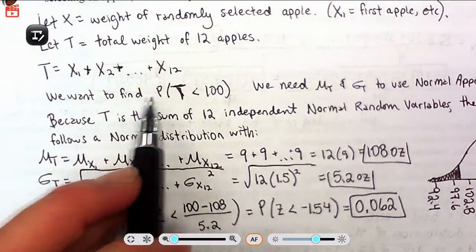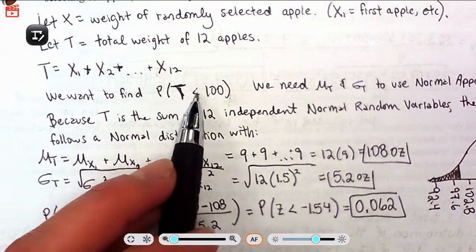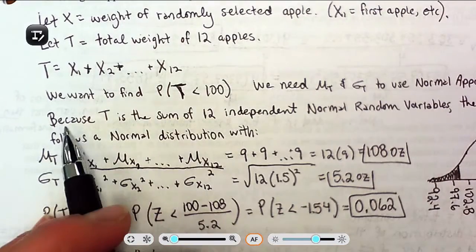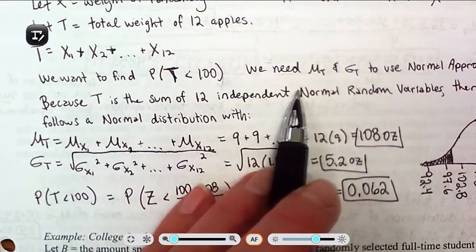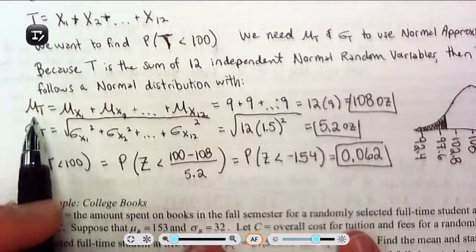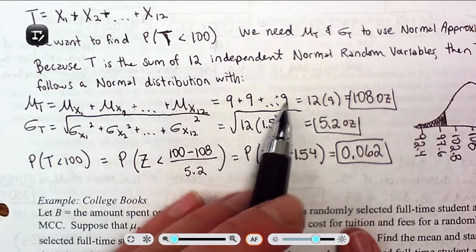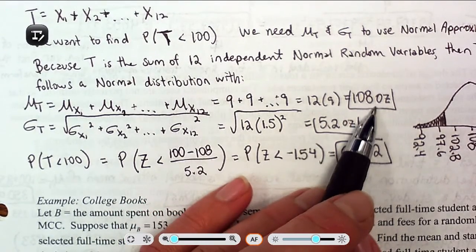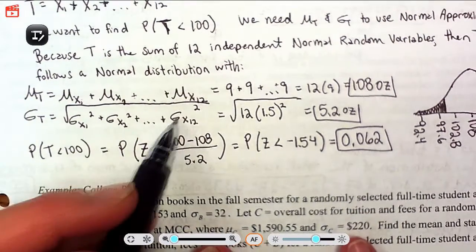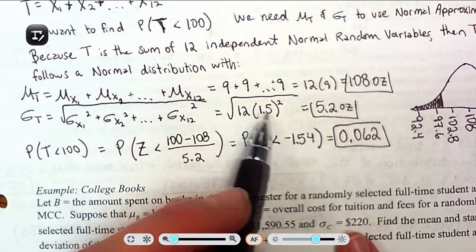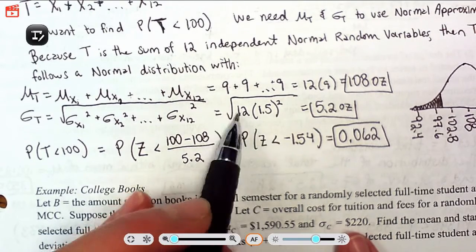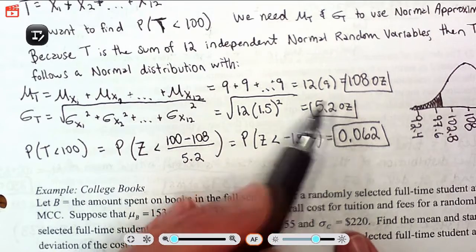Okay, we want to find the probability that t is less than 100. We need mu t and sigma t to use normal approximations. Because t is the sum of 12 independent normal random variables, t follows a normal distribution with mu t, which I define as the weight of 12 apples, and sigma t, the standard deviation, is the square root of 12 times 1.5 squared, and so we get 5.2.